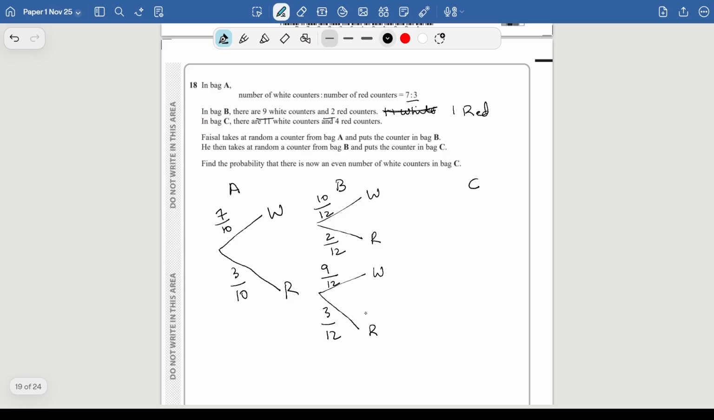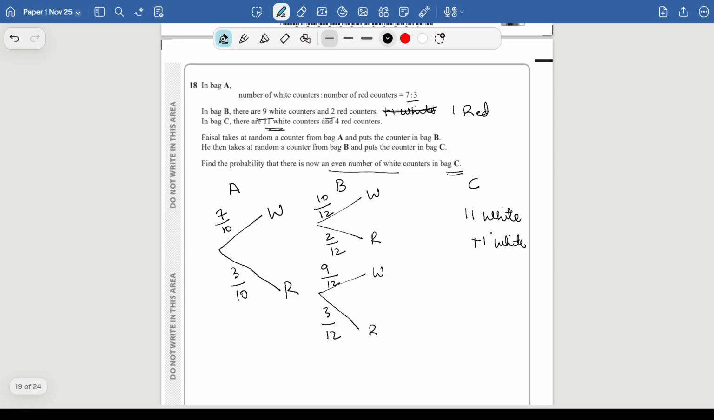So these are the cases. Now we have to figure out what is the chance that there are an even number of white counters in bag C. Originally there are 11 white counters in bag C. For it to have an even number of counters, he has to have one more white counter, so that he has 12. 12 is an even number. That's the only chance that he will have an even number of white counters in bag C.